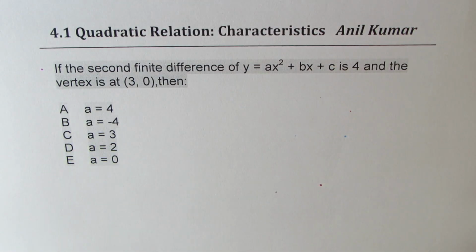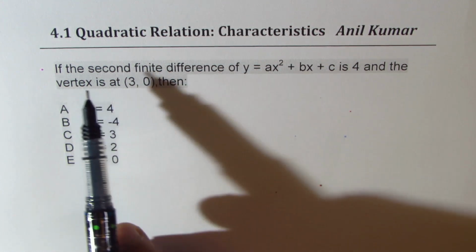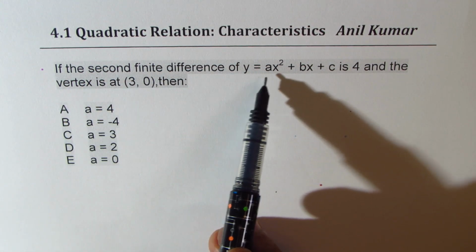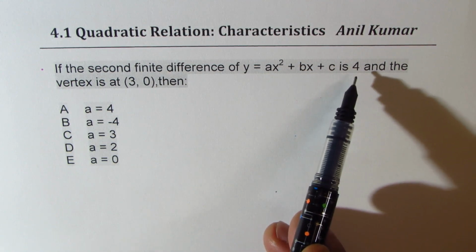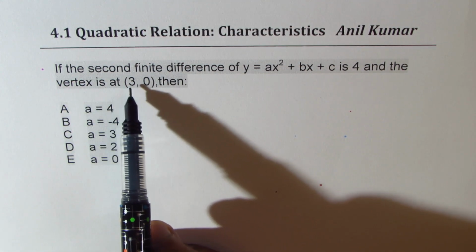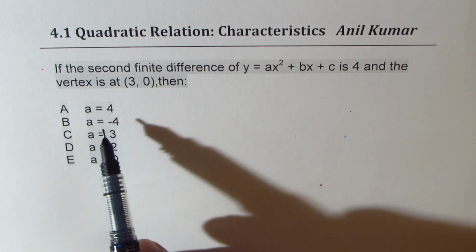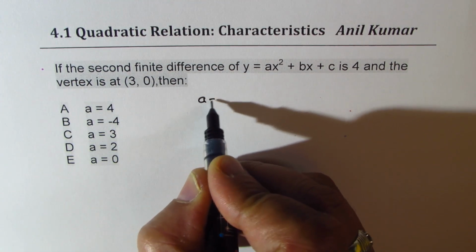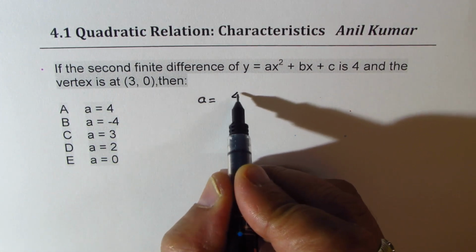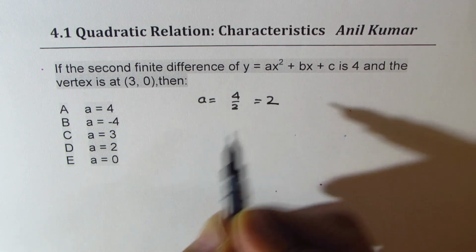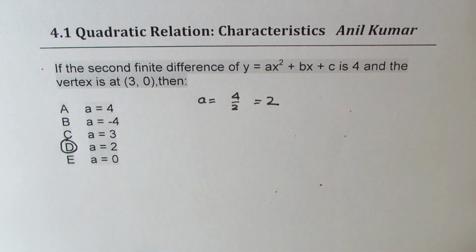Now here is another one from the same value. So we have a similar question, exactly the same. If the second finite difference of y equals ax squared plus bx plus c equals 4 and the vertex is at 3, 0, then what is a? Well, we answered last time. a is equal to half of this, 4 divided by 2, which is 2, right? So option D is the right option. Perfect. Now these are two very important questions based on this particular chapter.